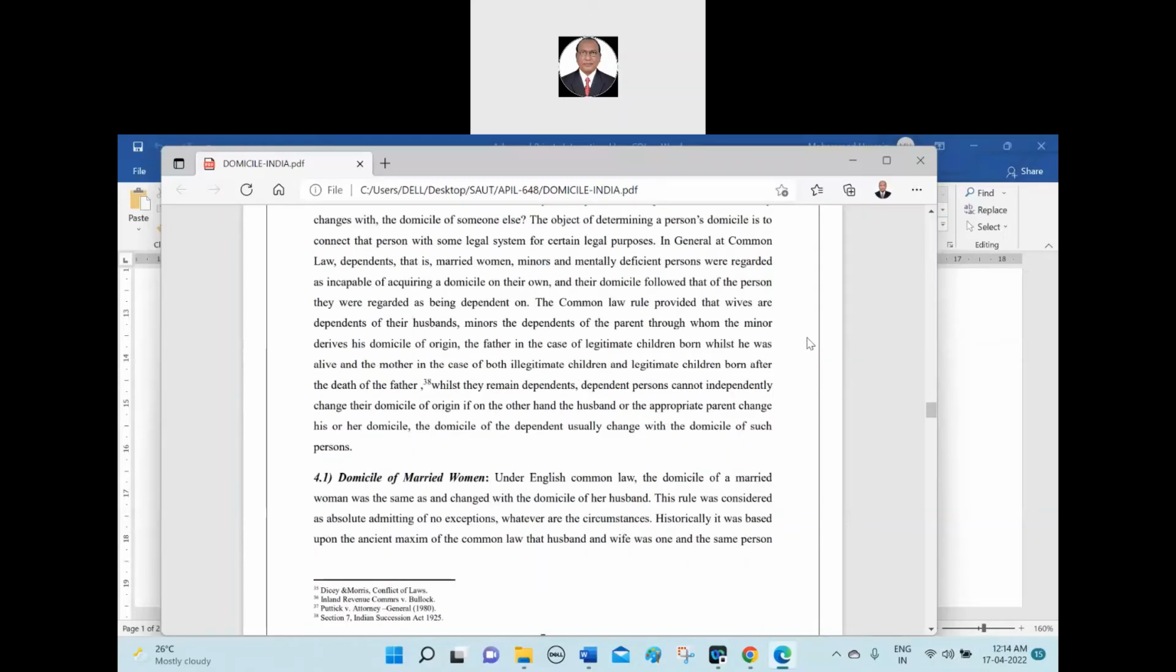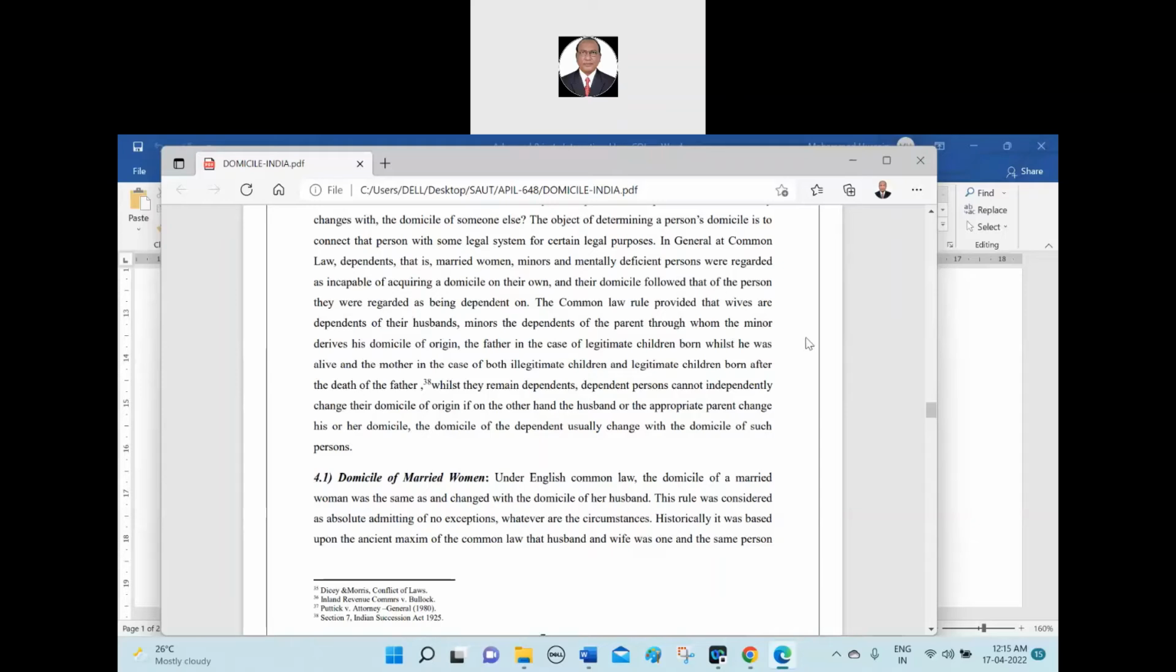So the father, in the case of legitimate children born while he was alive, or the mother in the case of both illegitimate children and legitimate children born after the death of the father. I told you already, if it is illegitimate, who will it be? If the father is alive, who will it be? And if the father is not alive, what would be the domicile of the child? While they remain dependent, a person cannot independently change the domicile of origin.